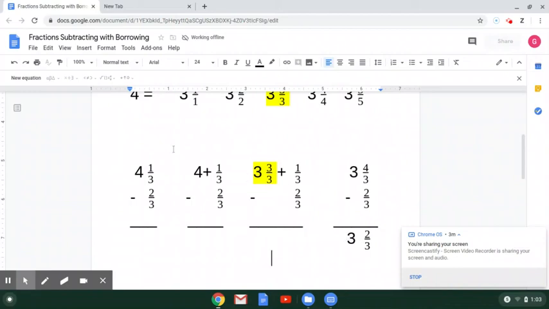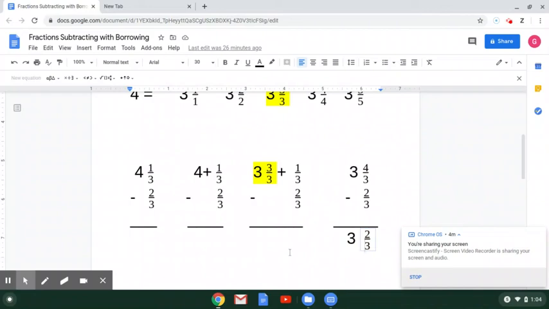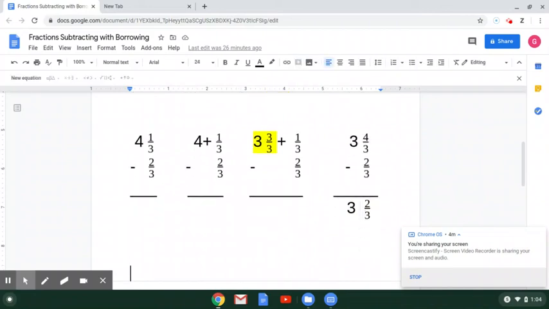So what we've done is we've taken the 4, we've borrowed, as it were, 1 from it, and we're expressing it as 3 and 3/3 now. Okay? And then we add the 1/3 to it because there was a third in the original problem, right? So now we get 3 and 4/3. Okay? And then we're subtracting 2/3 from that, and we get our answer, which is 3 and 2/3. Okay, let's try another one. One more.